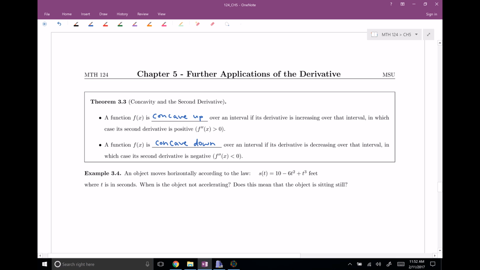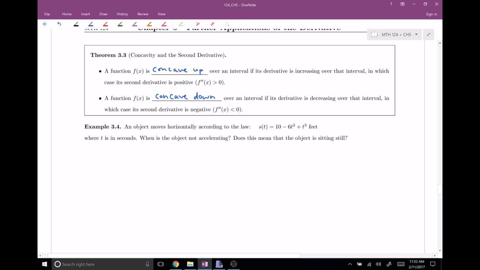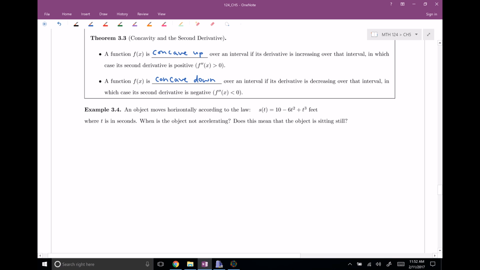Like I said, the big application here is acceleration. So we'll do one example about acceleration and one example about concavity. So an object is moving horizontally, according to this law here, 10 minus 6t squared plus t cubed. Its position here is given in feet, and t is in seconds. When is the object not accelerating? So this says not accelerating, that means that acceleration would be equal to 0. Does that mean that the object is standing still? We'll explore that here in a little bit, but we'll solve this mathematically.